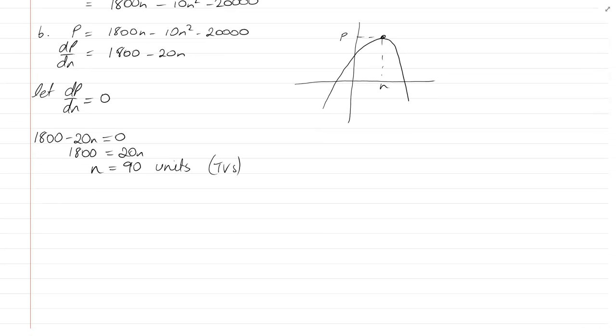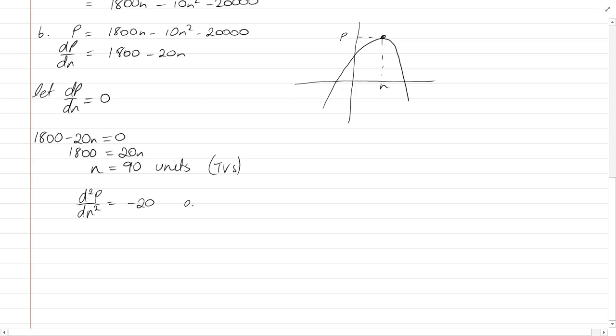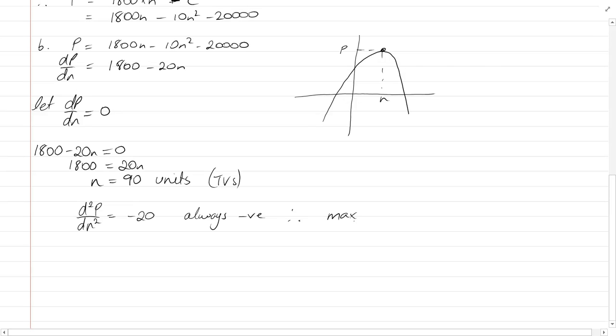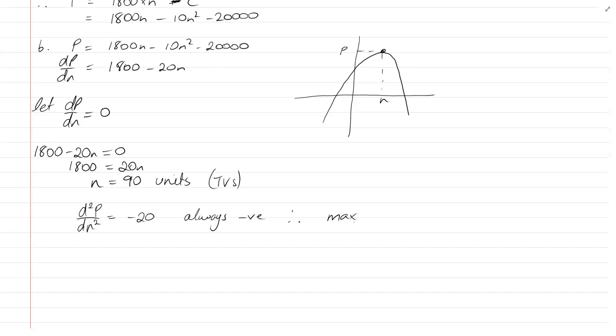We are assuming at the moment it's a maximum, and you should always do a second test. The second derivative test will do fine. So d squared P/dn squared, differentiating again, gives us negative 20, which is always negative, and therefore represents a maximum. Notice the second derivative represents the gradient of the gradient, and as it's always negative, it's implying that the gradient is always decreasing. Looking at my graph, here the gradient is quite big, then it gets a bit smaller, then smaller again, and so on and so on.